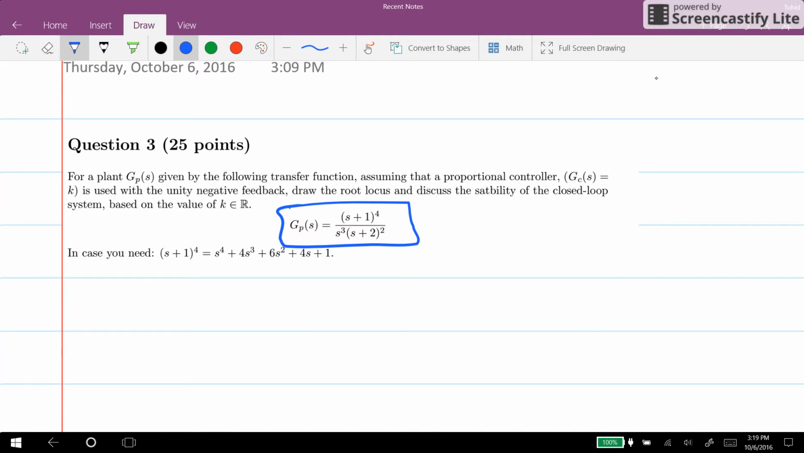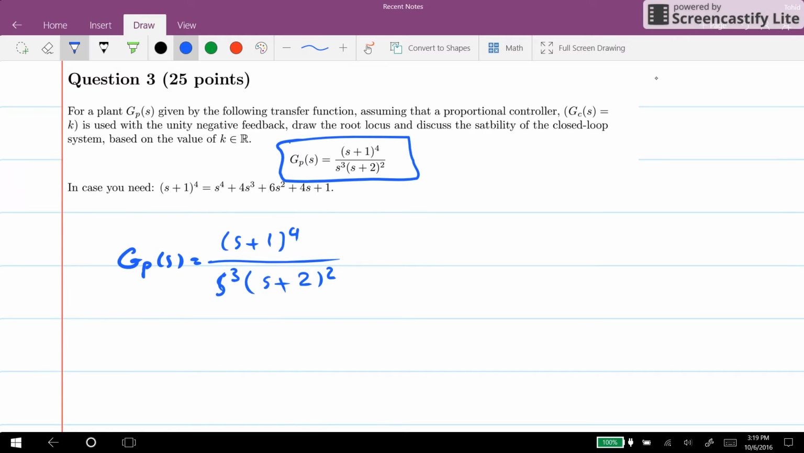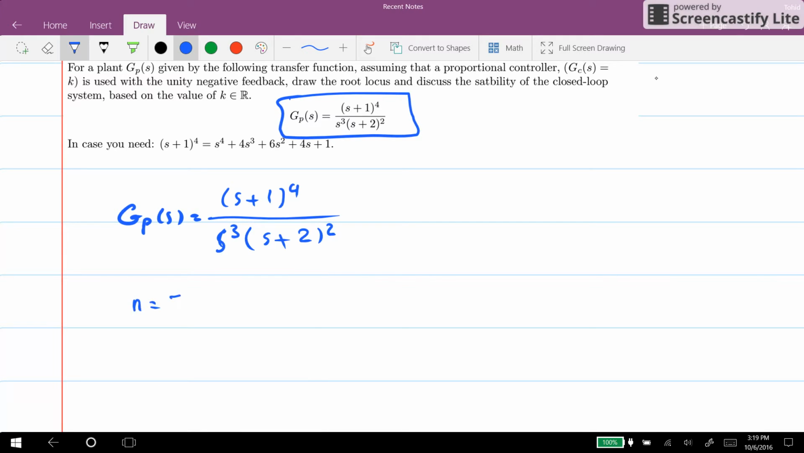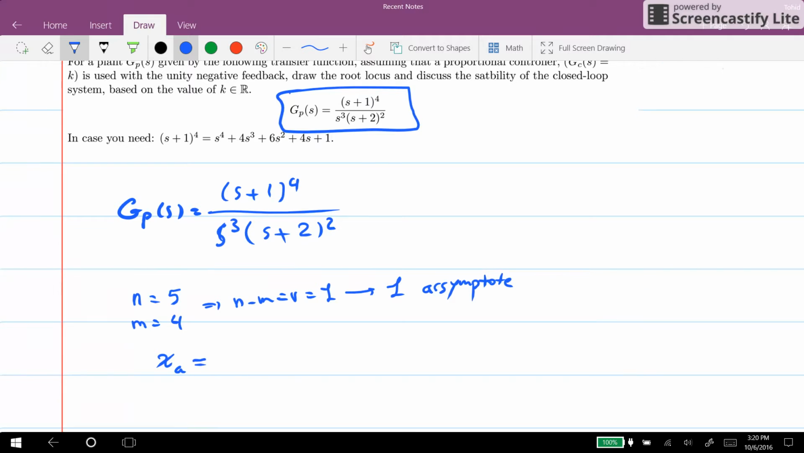We have GP equal to (s plus 1) to the power of 4 over s to the power of 3 times (s plus 2) to the power of 2. So we have 4 zeros in this system and 5 poles. As a result, n is equal to 5, m is equal to 4, and n minus m, which is r, is equal to 1. So we have one asymptote, for which we can find out xa and the angle of the asymptote.